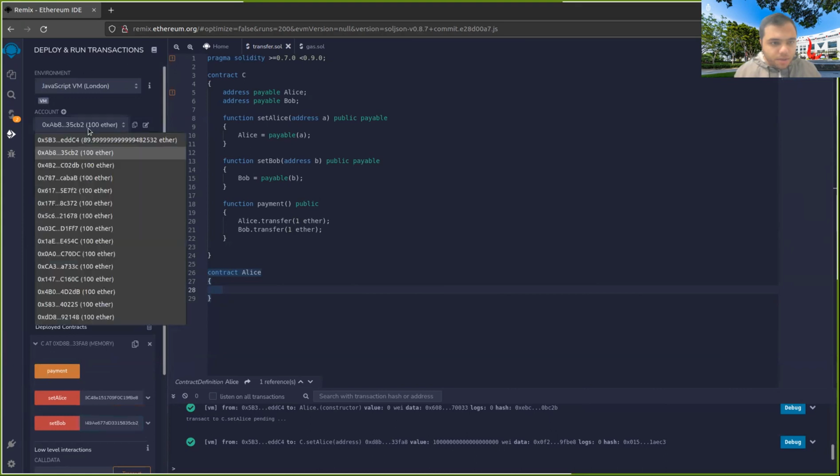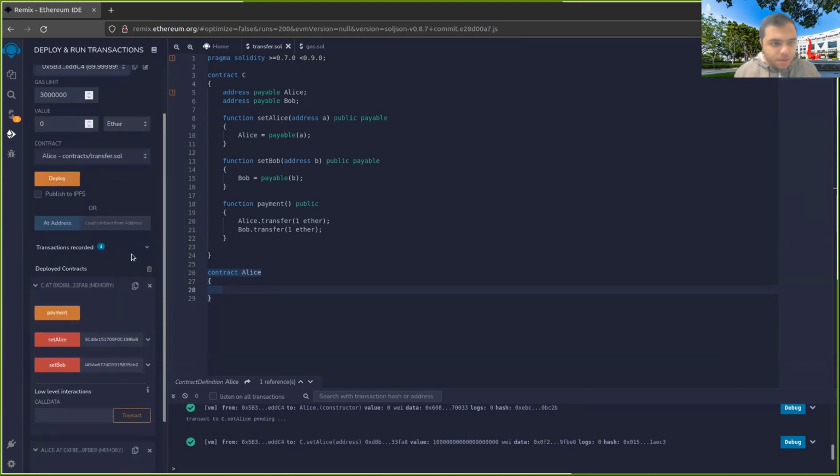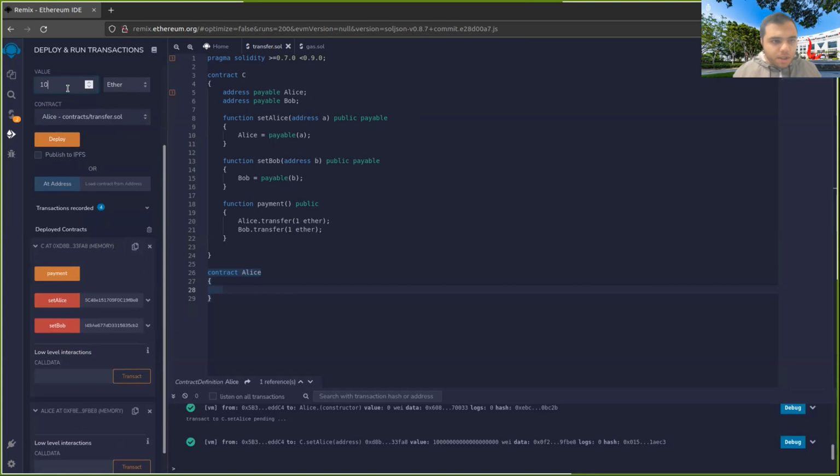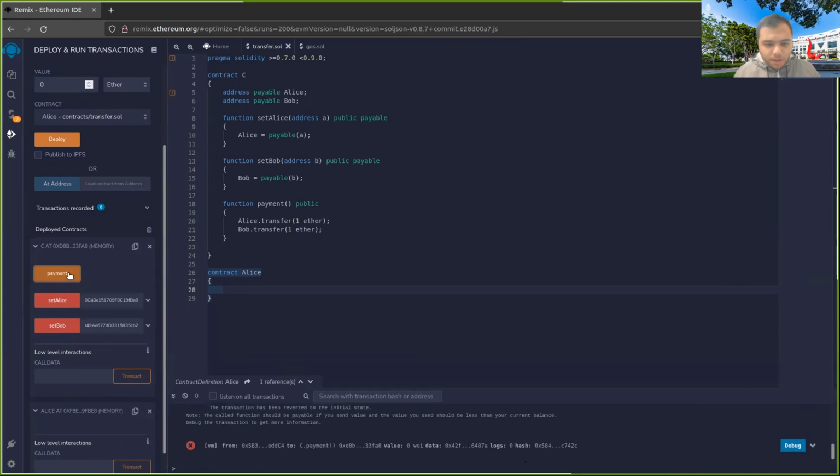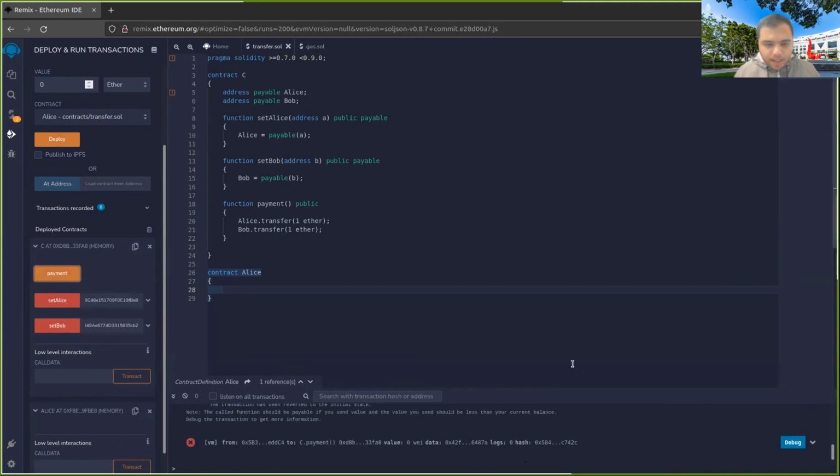Again, let me pay another 10 Ether and set Bob. And this worked as well. Now let's see what happens if I call payment. So I call payment, and as you see here in the log, the transaction was actually reverted, so it failed.